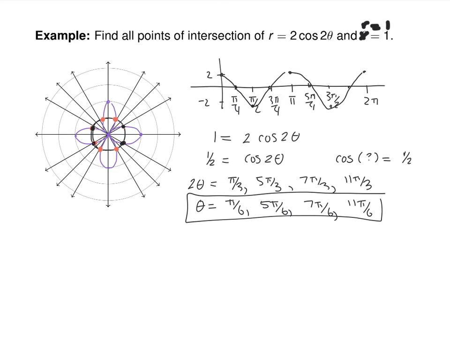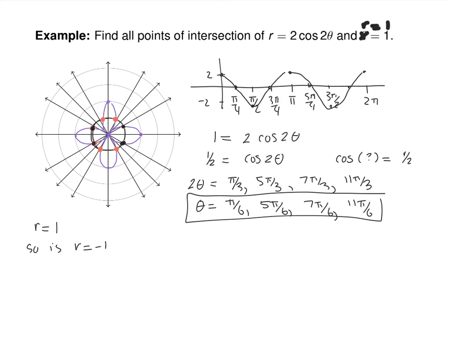And the question is, well, how the heck do you get the others? And here is the tricky thing. R equals 1 is a circle of radius 1. So is r equals negative 1. It's just that the circle is going to be traced in the opposite direction.